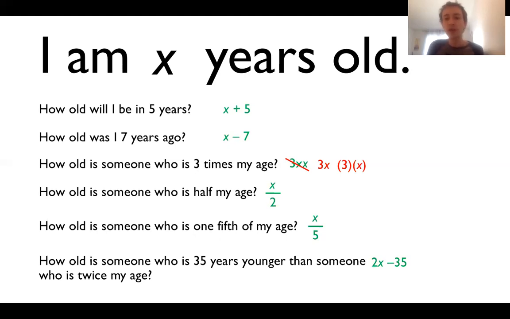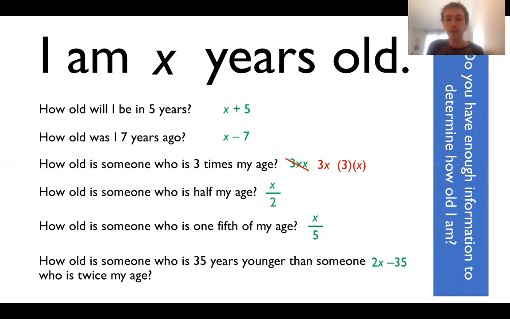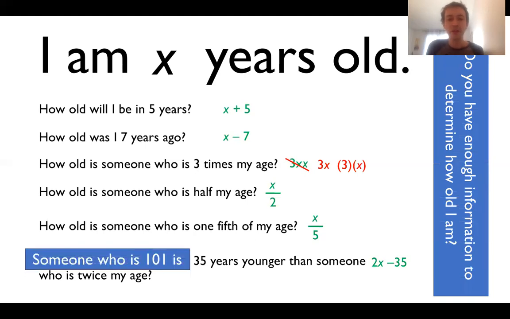So we can write all of these different things. They're called expressions, officially, with the letter X, to represent how old I am. But can you actually calculate how old I am? Well, no, I've not given you enough information. Just to answer that question, no, I haven't. But what if I told you that somebody who is 101 years old is 35 years younger than someone who is twice my age? Now you could work it out.